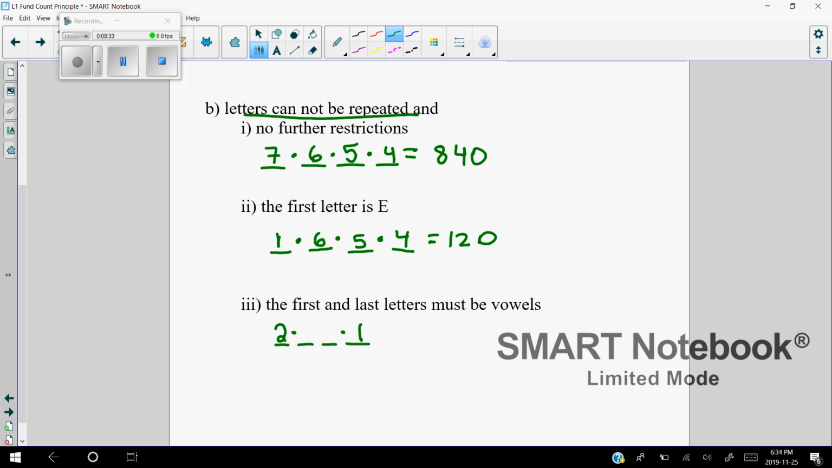Now, after I've used up those 2, I know that if there were 7 letters originally, there would only be 5 now. So it would be 5 and 4. I multiply them together, 2 times 5 times 4 times 1, and that gives me 40. So not very many combinations where both the first and last letters must be vowels.